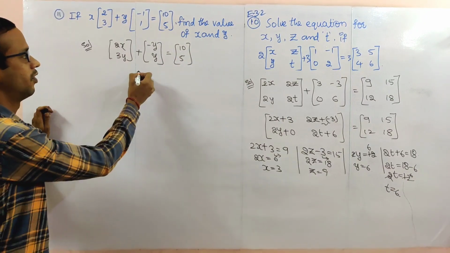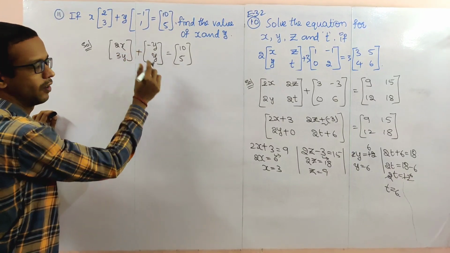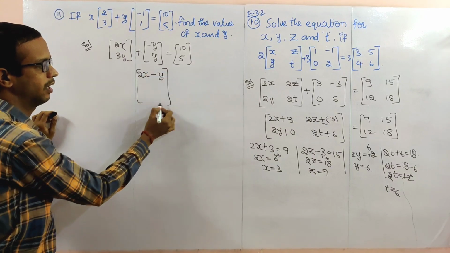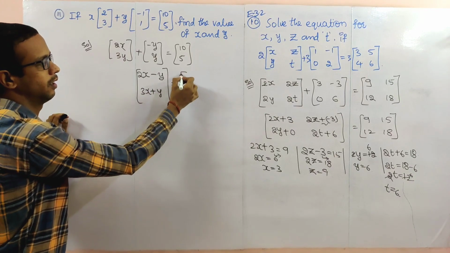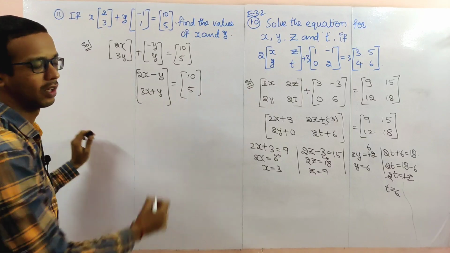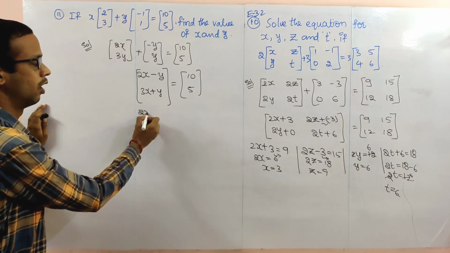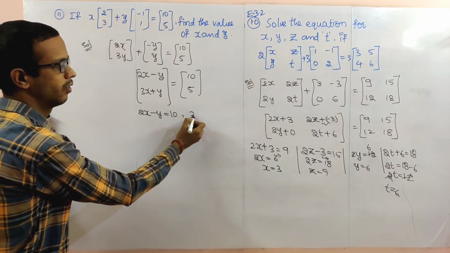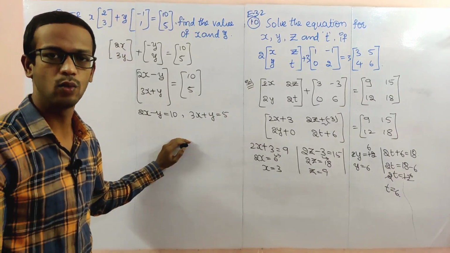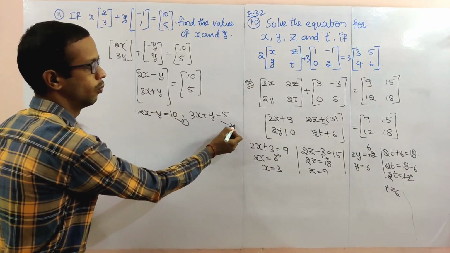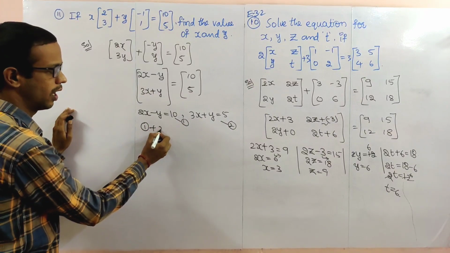So now we have to make the simplification. Addition: 2x plus this value, minus is there, so minus I am writing directly, plus into minus is minus. Next 3x plus y is equal to 10 5. Equal means corresponding elements are equal. 2x minus y equal to 10. 3x plus y is equal to 5. Two equations we got here. These two equations I am taking as 1 and 2. Here minus y and plus y is there. Just 1 plus 2 I will make.